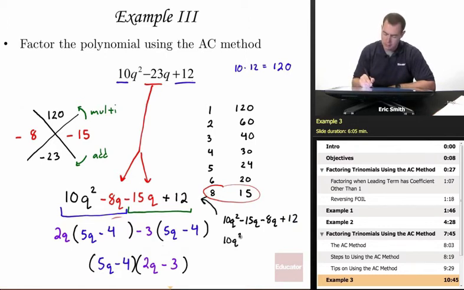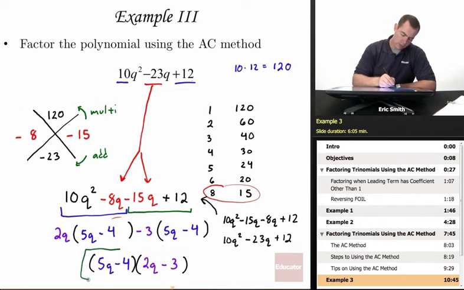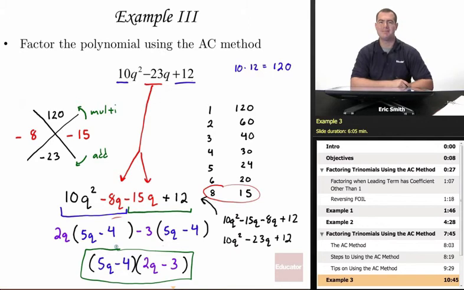Now just combine my middle terms here, and I get 10q squared minus 23q plus 12, which is exactly the same as I had originally. So I know that this one is factored correctly using that AC method.